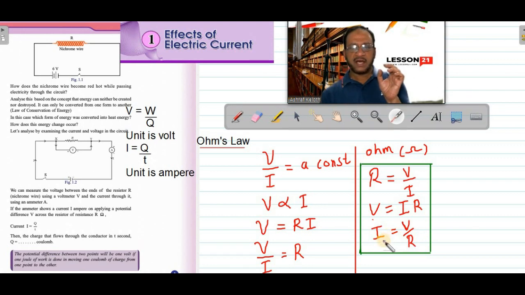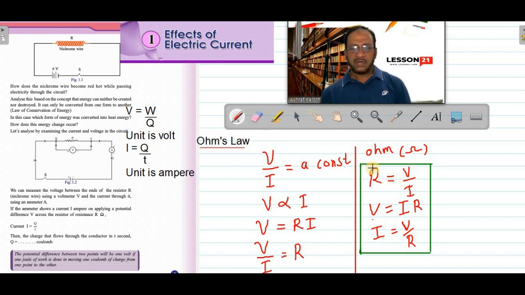Suppose you want to measure the current flowing through an electric bulb. Then you apply V as 220 volt and R as the resistance of the filament of the bulb. Then you can find out how much current is flowing through the bulb. So this is the equation we practically use for measuring the current. And this equation I equal to Q by T defines what current is. We can understand what 1 ampere is.